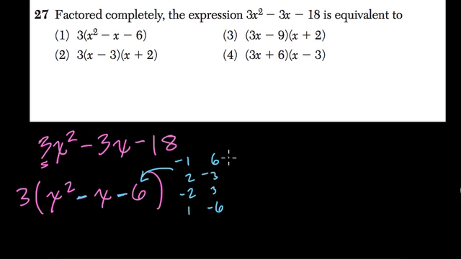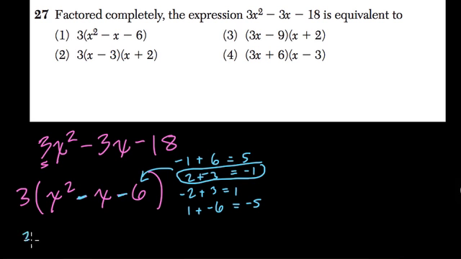and I have to find which one of these add up to negative 1. Well, negative 1 plus 6 is 5. Doesn't work. 2 plus negative 3 is negative 1. That looks like it's going to be our candidate right there, but let's try the others. Negative 2 plus 3 is 1. Doesn't work. We need a negative 1 because of the subtraction sign. And 1 plus negative 6 is negative 5.